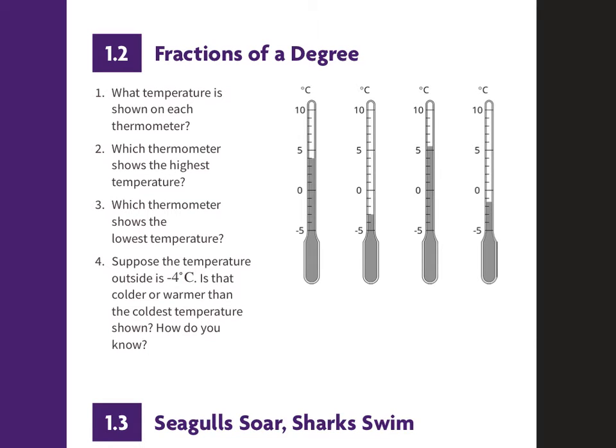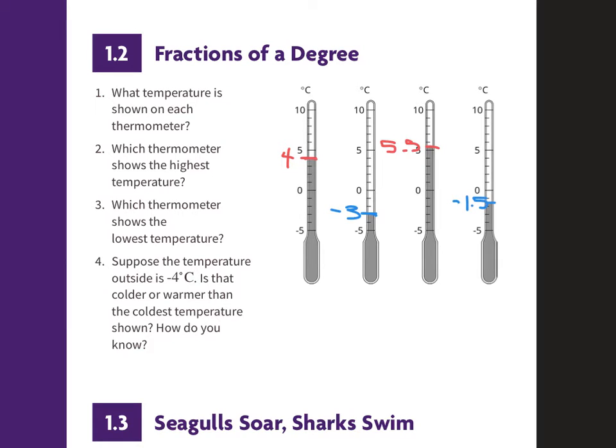So on this first one, each tick mark, if you look, is 1 degree. So this is 1 mark below 5, so we'll say it's 4. The second one is 3 marks below 0, so we'll say negative 3. The next one is halfway between 5 and 6, so we'll say it's 5.5. And this last one is between negative 1 and negative 2, so negative 1.5.